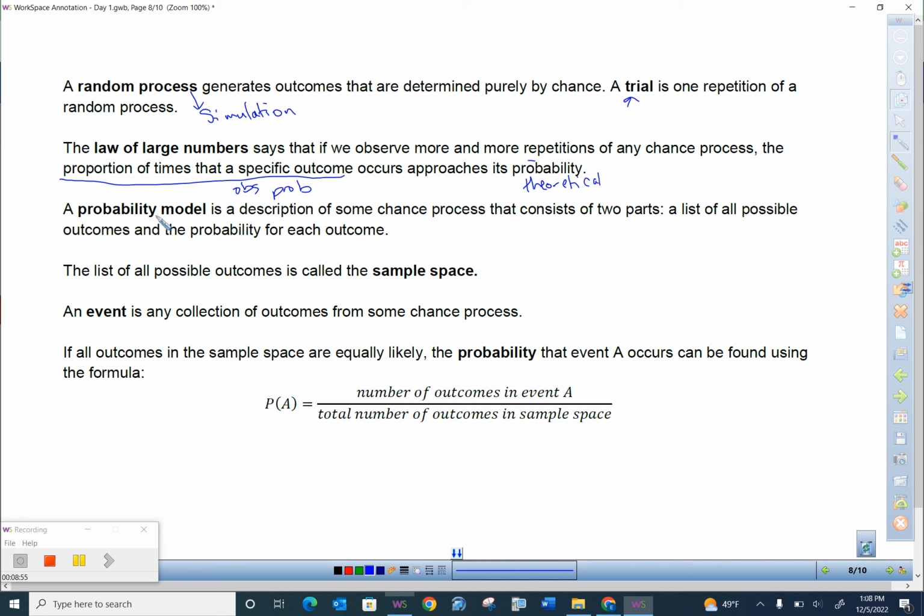A probability model is just a description of some chance process. This has the list of all possible outcomes and the probability for each. So I'm just going to make a really basic one. If we're talking about outcomes on flipping a coin, there are only 2 outcomes possible. You get a heads or you get a tails. And the probability for each of those is 0.5. So this is an example of a probability model.